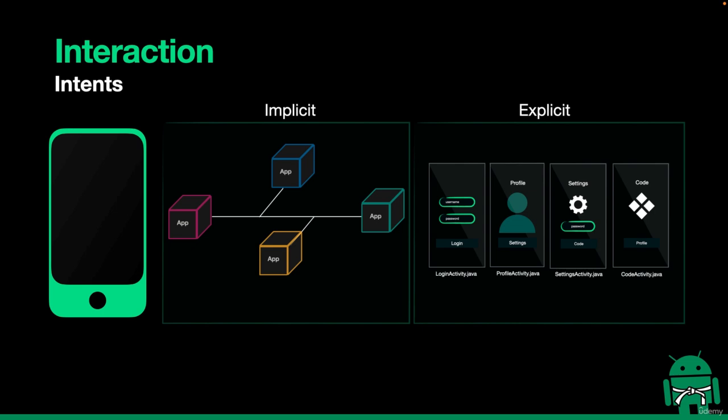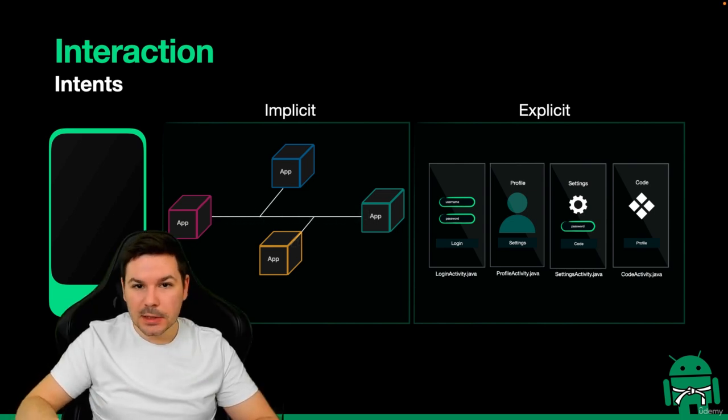We simply send out this event. Hey, we want to open an email right now. Give us an application that can handle this. And then those applications can react to this event. Okay? So implicit simply means we do not know the destination application right now.